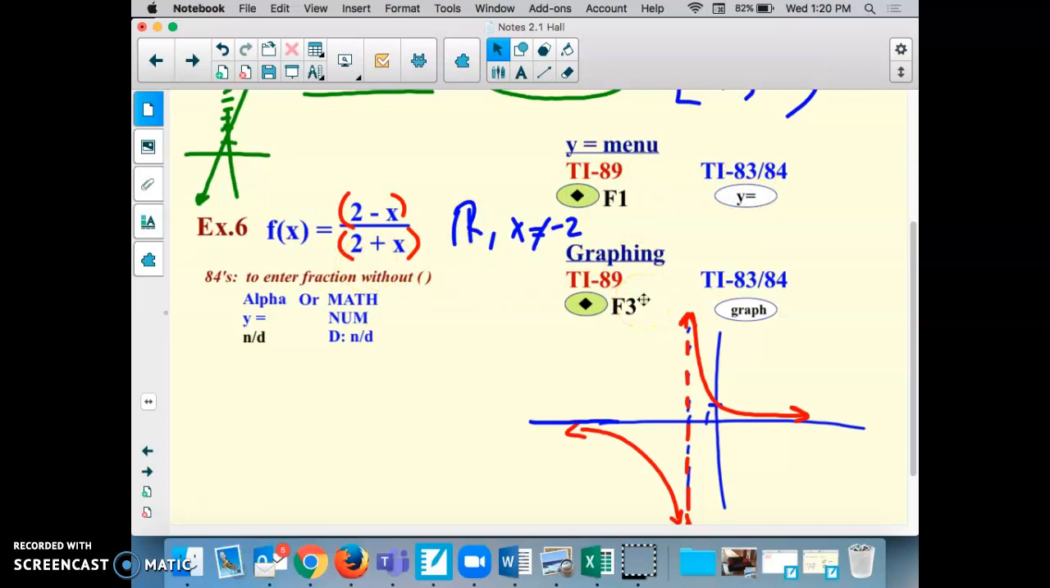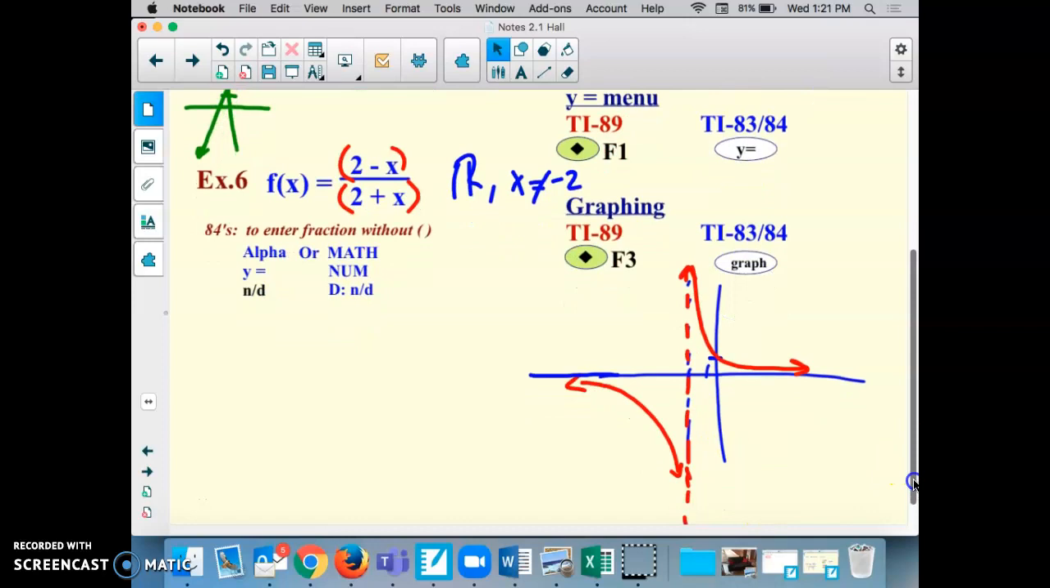Now you got to kind of know what the graph looks like. There's something called zoom fit that you could do. I can show you guys in class, but you got to know basically what the window should look like for it to show up. All right. Anyway, the graph will look something like this.